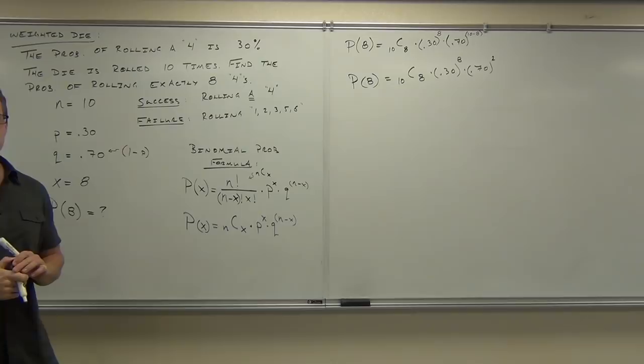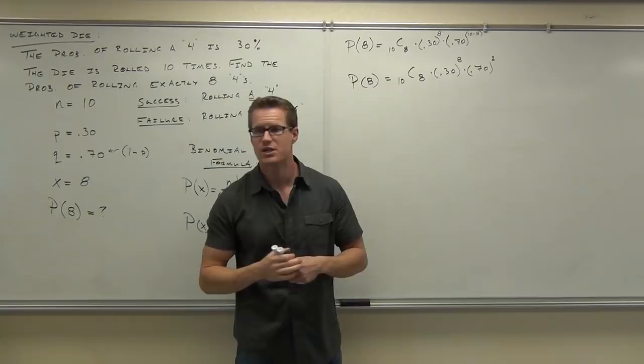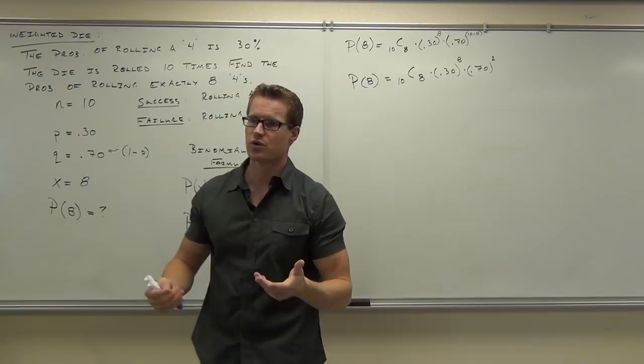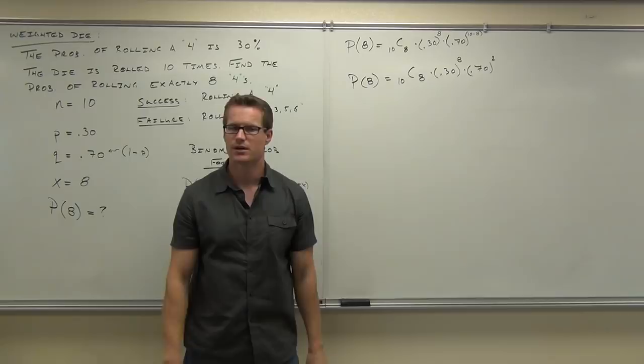That will give us a probability of getting exactly 8 successes. Again, the reason why this formula works, this is every possible way you could get 8 successes out of 10 rolls. That's what that says. This is the probability of success, we want 8 of them. This is the probability of failure, we want 2 of them. You multiply all those probabilities together, multiplication rule, and you have this formula. So that's kind of how this is derived based on the multiplication rule.